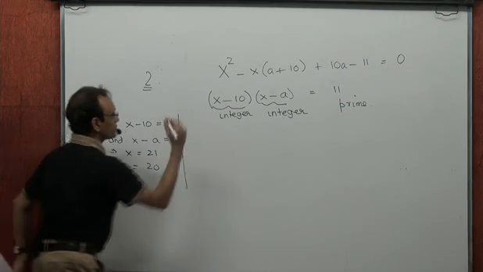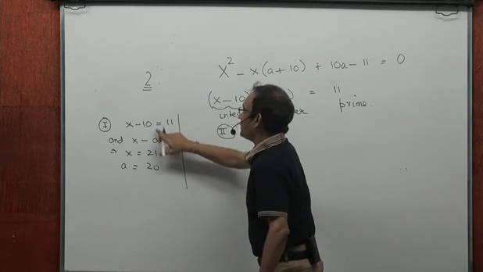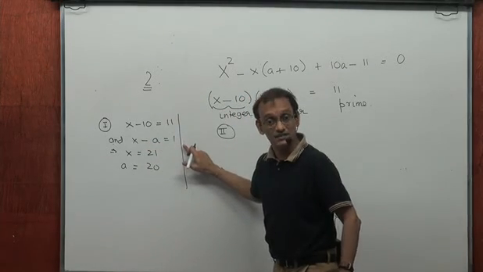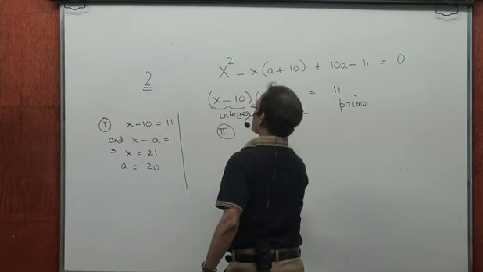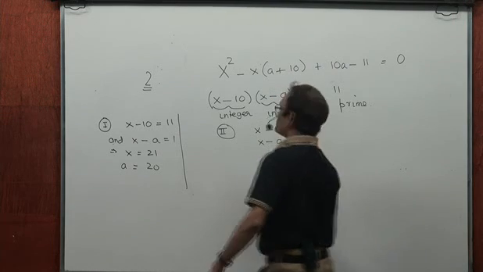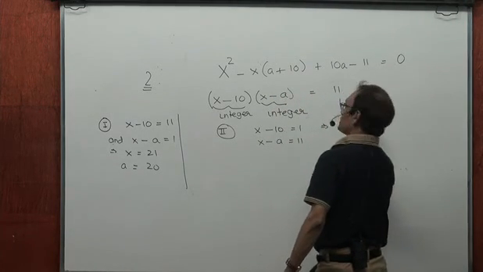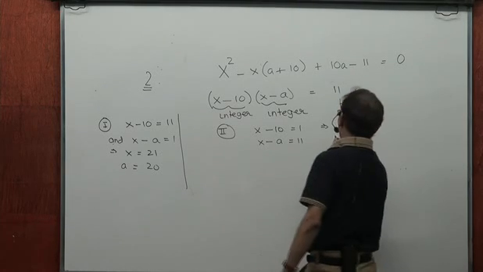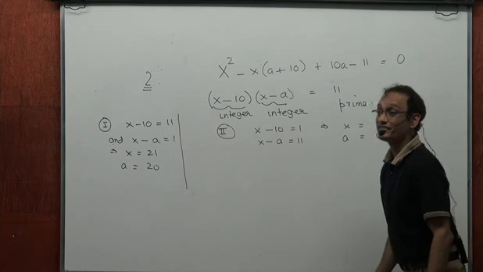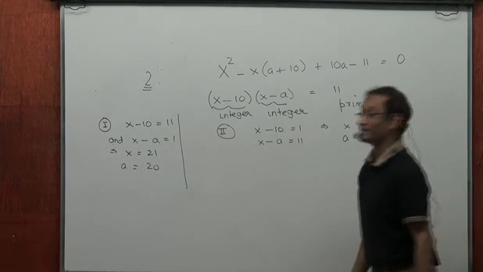Right? That's one possibility. Possibility 2: just reverse the roles. x minus 10 is 1 and x minus a is 11. Isn't it? That's the next possibility, which leads us to x equal to 11, and when x is 11, a is 0. That's another possibility. I have not yet exhausted all possibilities.